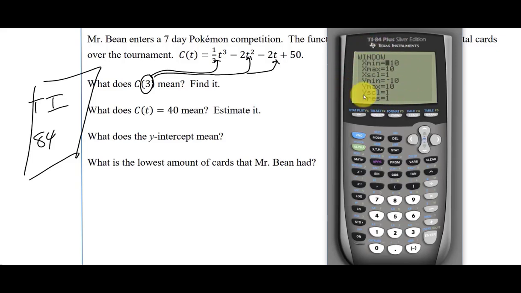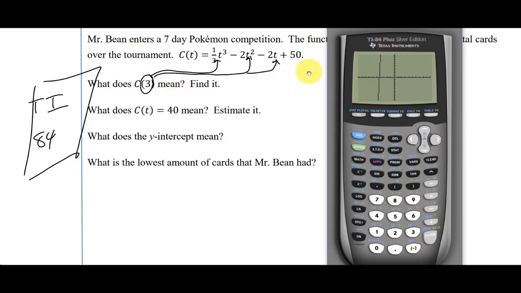Anytime you want to come back to the standard window, you can hit this zoom icon and hit 6, which is Z standard. So that's the standard window. If you do that, this is what it will appear. Look, again, it looks like a line, but that's not really what it's going to be, okay?